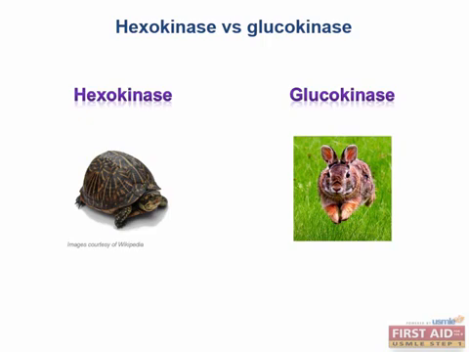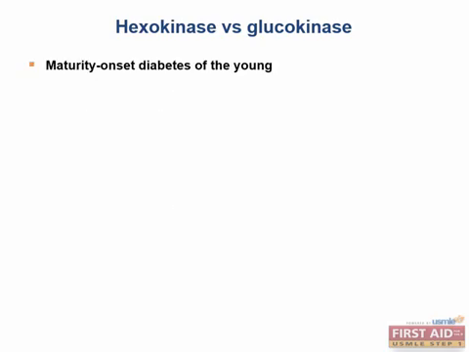I like to think of these two enzymes as a tortoise and a hare. Hexokinase is the tortoise because it acts at a slow and steady pace. Glucokinase is kind of like a hare. I like to call him a lucky rabbit, speeding up and slowing down depending on the amount of glucose in the blood. I also want to touch upon the concept of maturity-onset diabetes of the young, or MODY for short.